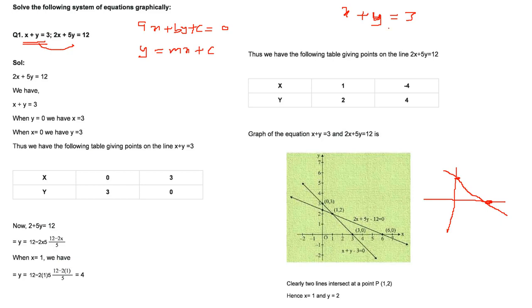But it is not always the case. In later questions we will see that this is not the case. Every time I can put x equal to 0 and find y, and y equal to 0 and find x, this is not always the case. But this is the best case. This is always the best case.